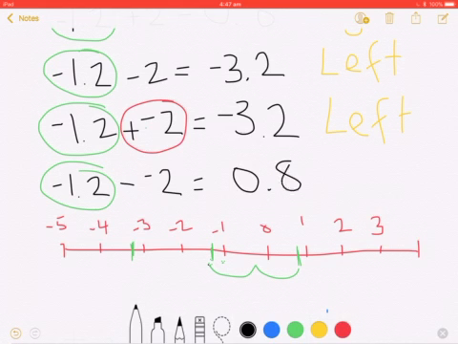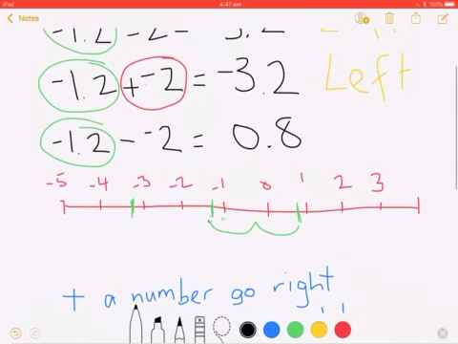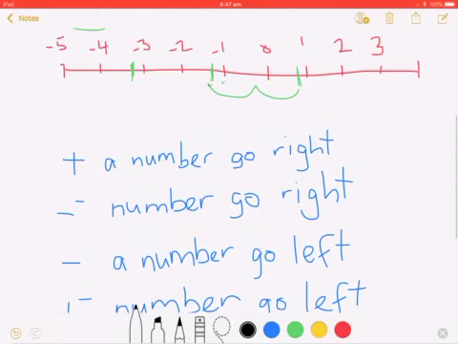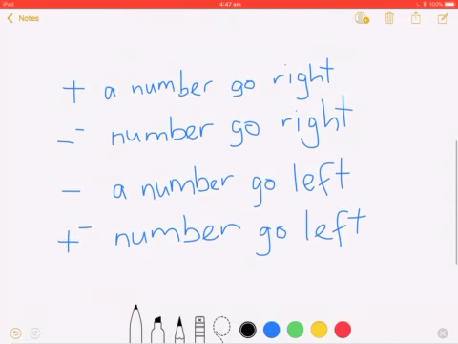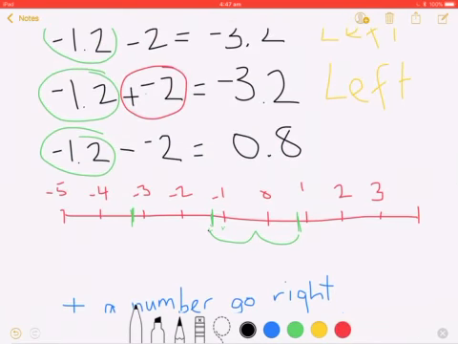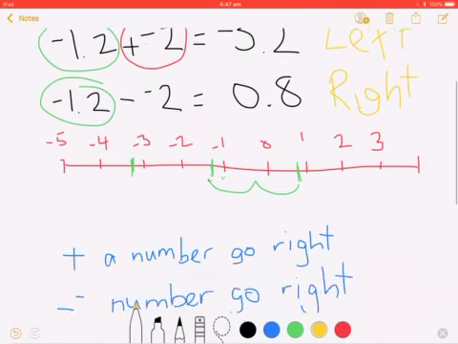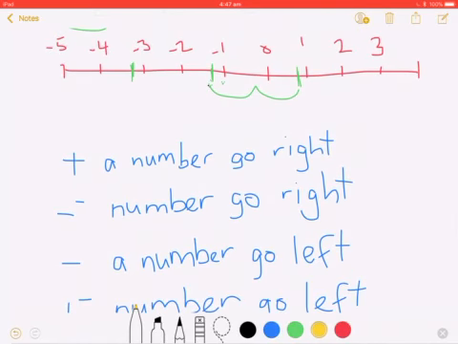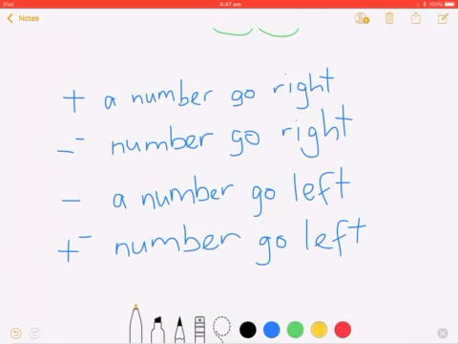So let's now have a look at a summary of that. If we add a number, and it means a positive integer, we go to the right. If we take a negative number, we go to the right. Because remember, it looks like a plus if you tip it on its side. If we take a number, we go to the left, like you did in grade 1. If we add a negative number, we go to the left, because it's kind of like this one, the negative's winning out.